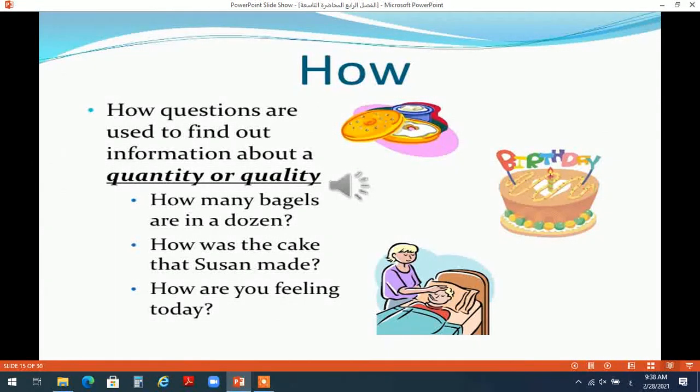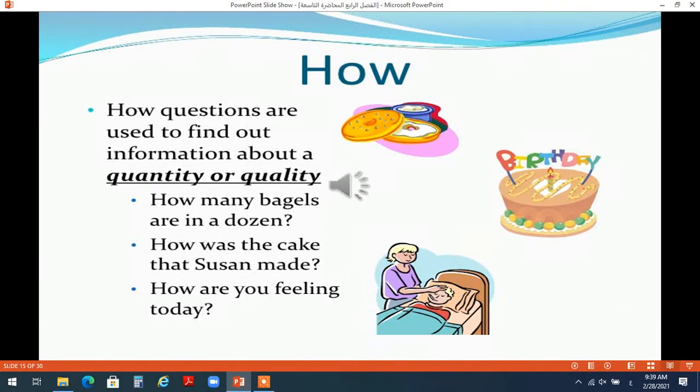How questions are used to find out information about a quantity or quality. تستخدم how للسؤال أو لطلب معلومات، وهذه المعلومات تخص أما الكمية أو النوعية. How many bagels are in a dozen? As you know, bagels is a type of bread. So how many is used to ask about the quantity للسؤال عن الكمية.